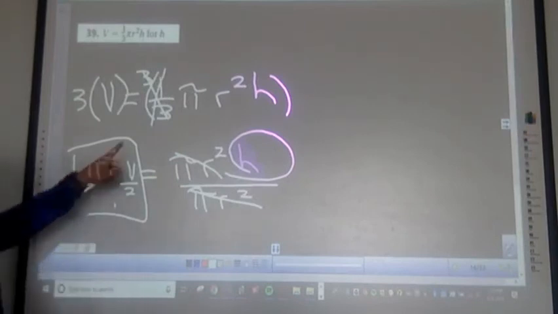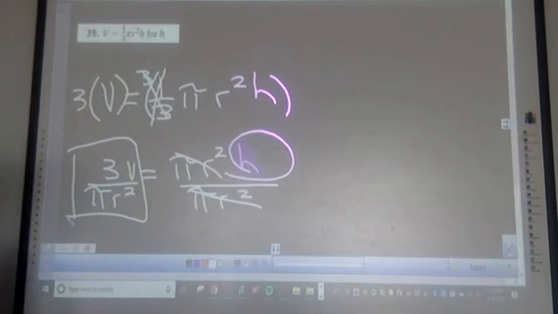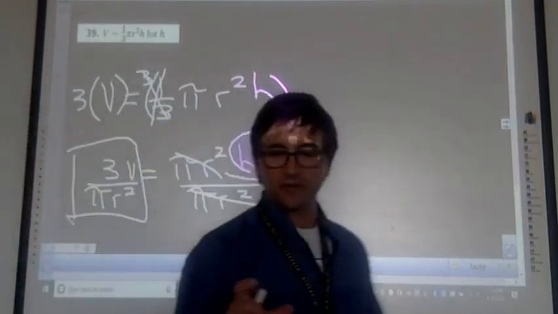So first key step, you see that fraction in front? Multiply by the denominator because it makes the fraction cancel. So that's a good little helpful hint to write down.